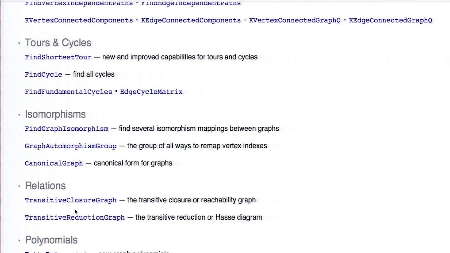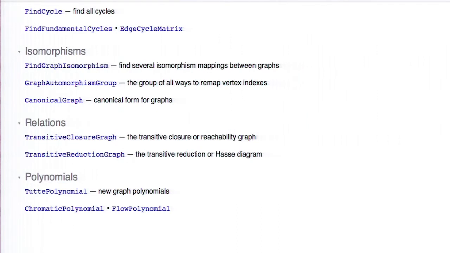And the last set of functionality we introduced was about polynomials, which I don't see here. So we introduced total polynomial, chromatic polynomial. These are invariant polynomials for graphs. So if two graphs are isomorphic, they have the same type of polynomials.